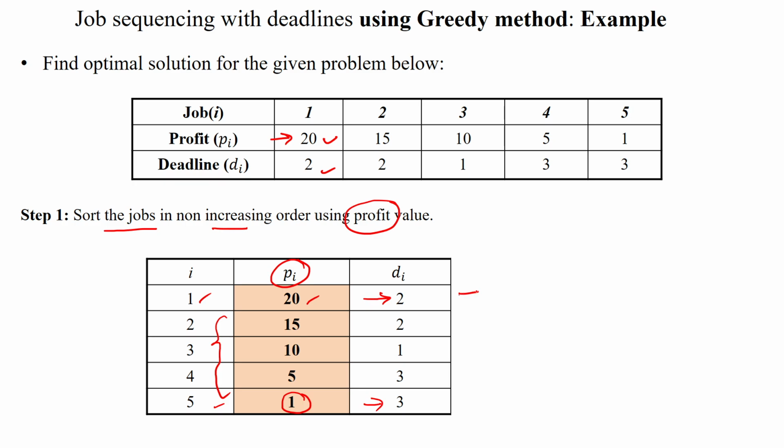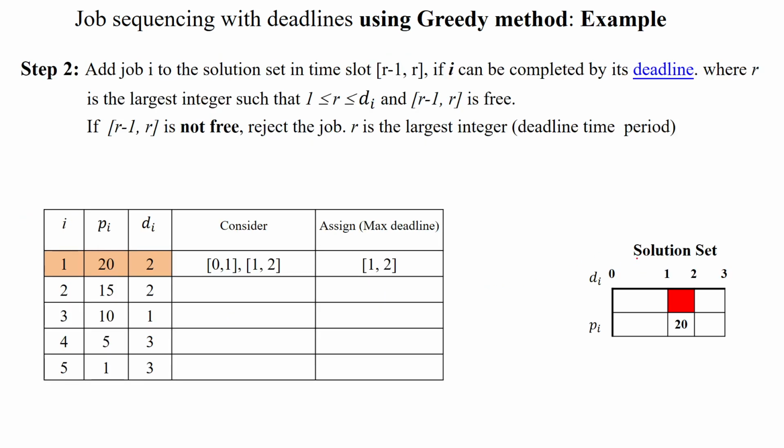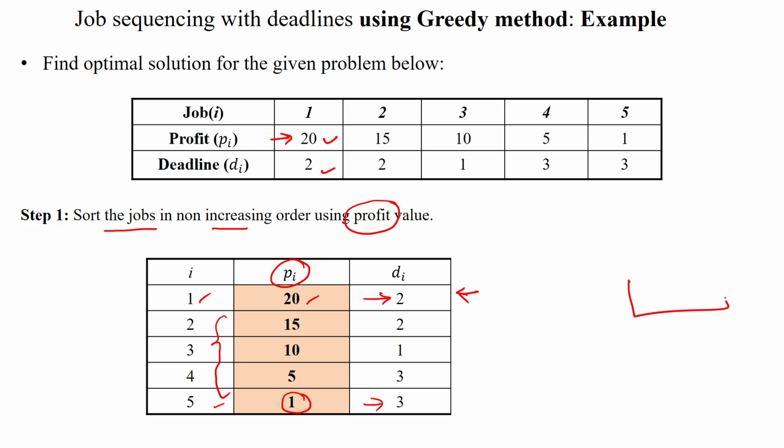First we select job number 1. When selecting job number 1, we have to form a solution set. As of now the solution set is free, an empty array. The first job we select has profit 20, and its deadline is 2. So if the deadline is 2, then r equals 2.